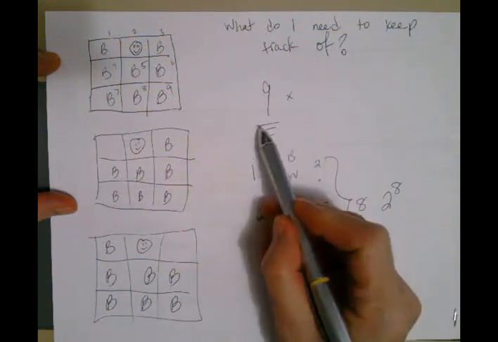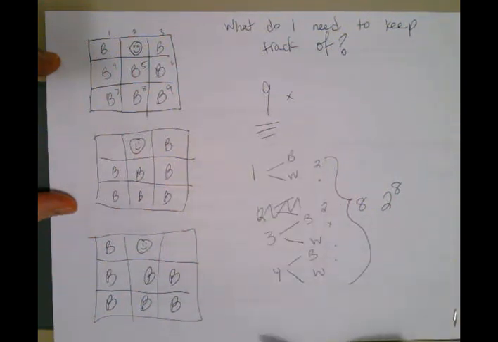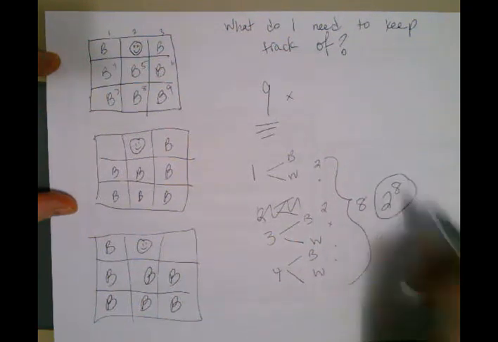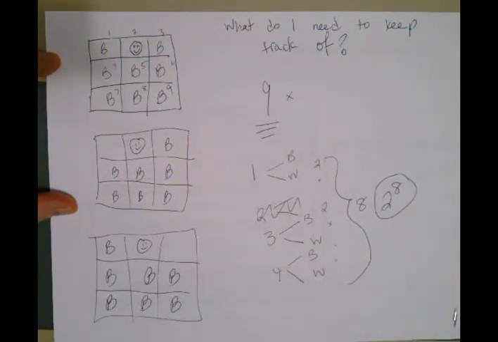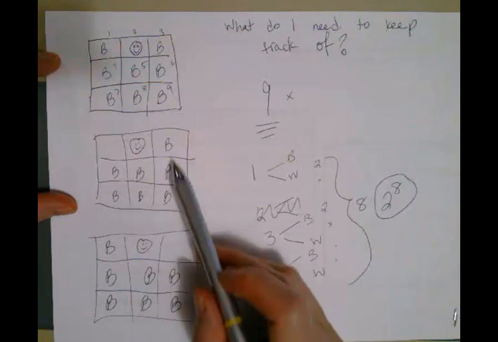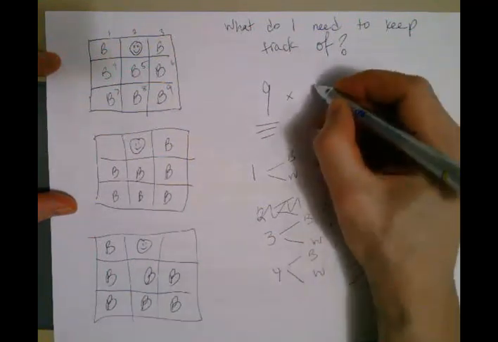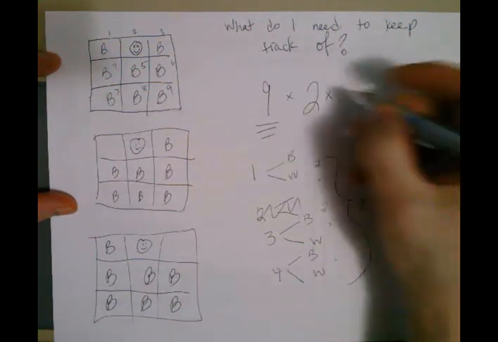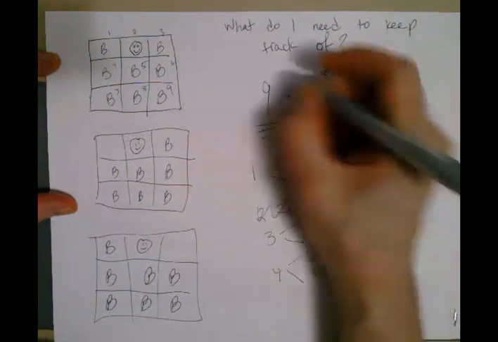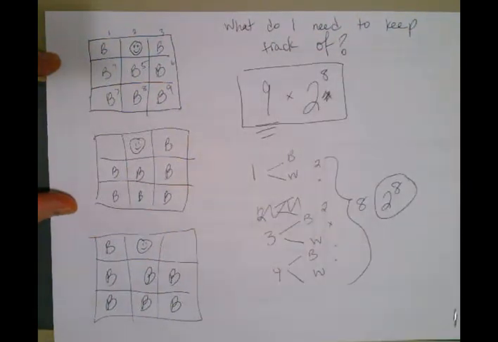So for each of the 9 positions where the smiley face might be, there are 2 to the 8th options about how the rest of the rooms could be colored, right? Are they blue? Are they white? So my final answer for this problem is going to be 9 times 2 to the 8th.